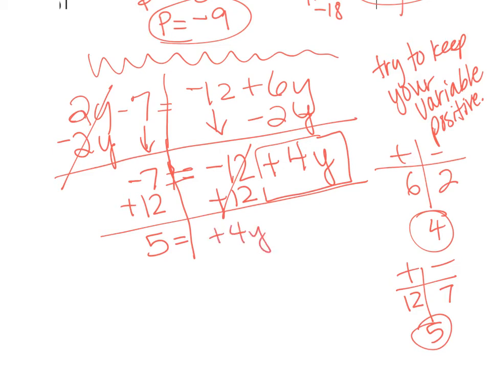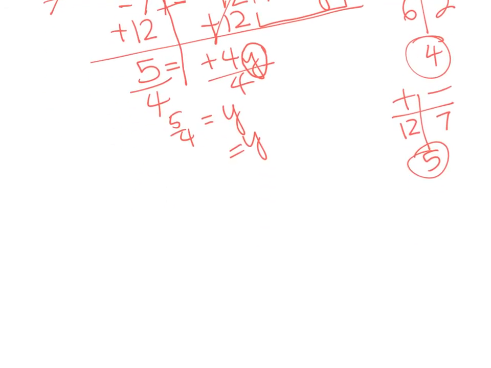Okay, so now I need to get the y by itself. I need to isolate it, so I'm going to divide by 4 on both sides. So y equals 5/4, which y equals either 1 1/4 or y equals 1.25. Either one of these is correct. So I'm going to highlight that. This is your answer.